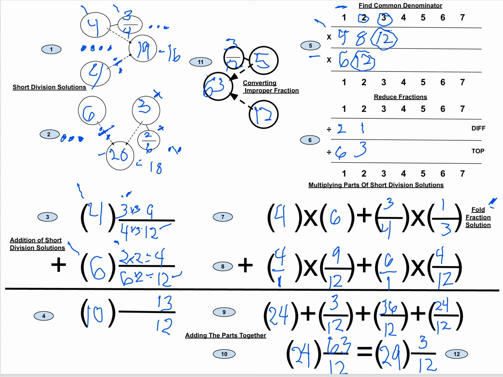And we can see that 4 times 3 equals 12. So we'll multiply 3 times 3 to get 9. And we can see that 6 times 2 equals 12. So we multiply 2 times 2 to get 4. So now we have 9 twelfths plus 4 twelfths, which gives us 13 twelfths.